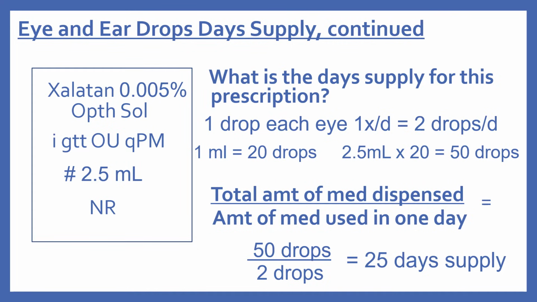So the directions are 1 drop into each eye every evening. So that's just 1 drop, and you have 2 eyes, so that would be 2 drops, and once a day, so it'd be 2 times 1. That gives us a total of 2 drops per day.